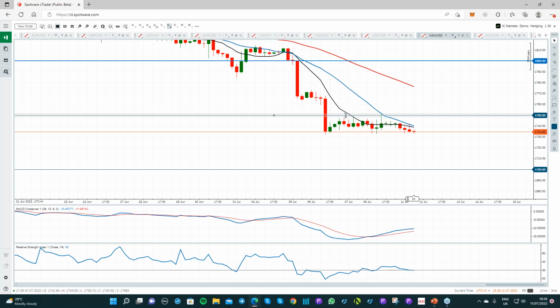I want my level of resistance to be hit as well, preferably, and I want to see some kind of bearish reaction from that level. So over here, I've got a bearish reaction. That's a reasonably bearish candle.